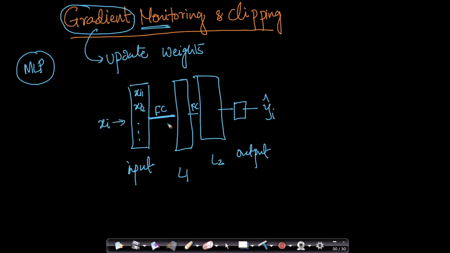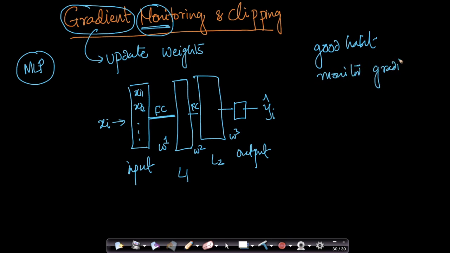There are a bunch of weights here. All of your W1s are here, your W2s are here, and W3s are here. So the suggestion here, what I mean by gradient monitoring, is that it's a good habit to monitor your gradients for each weight, your gradients and updates.